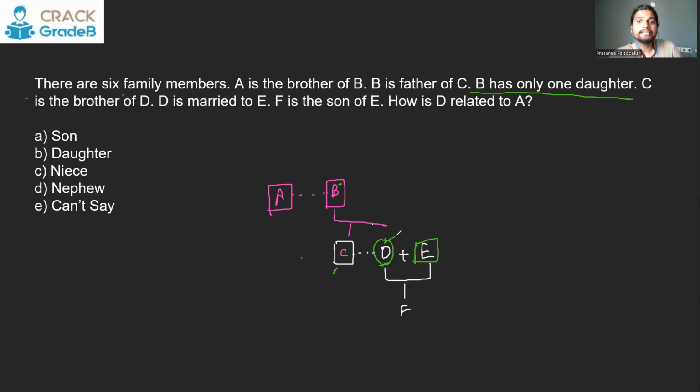And how is D related to A? A's brother's daughter is D. So D related to A is going to be niece. D is going to be the niece of A. Let's see one more.